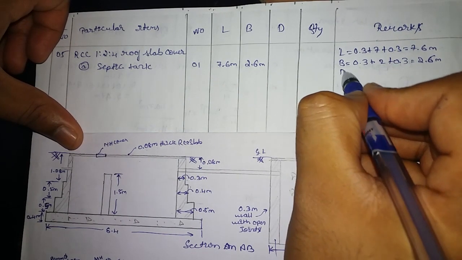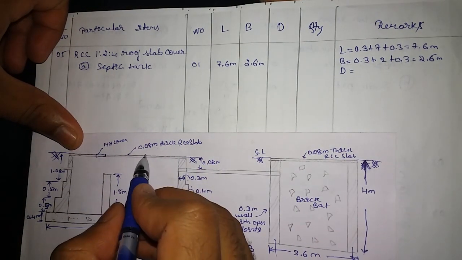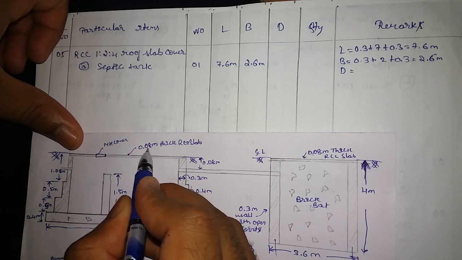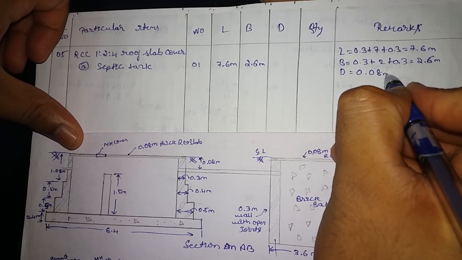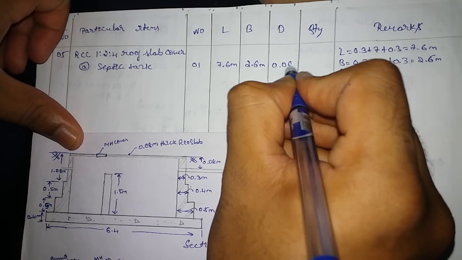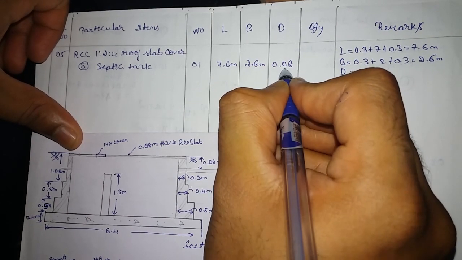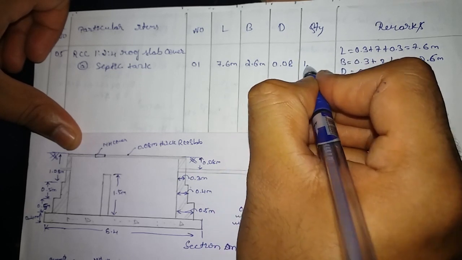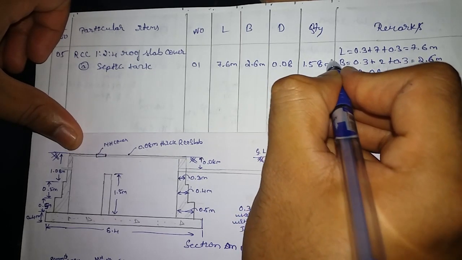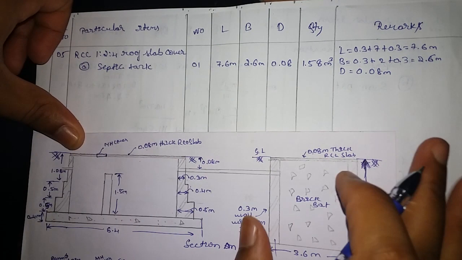Okay, now we need to find out the depth. How will you find out its depth? Depth is nothing but your thickness. So thickness is given as 0.08, so we will take it directly, 0.08 meter. Now we'll substitute all these values in the calculator and multiply. So we'll get 1.58 meter cube. This is the total quantity of the septic tank.